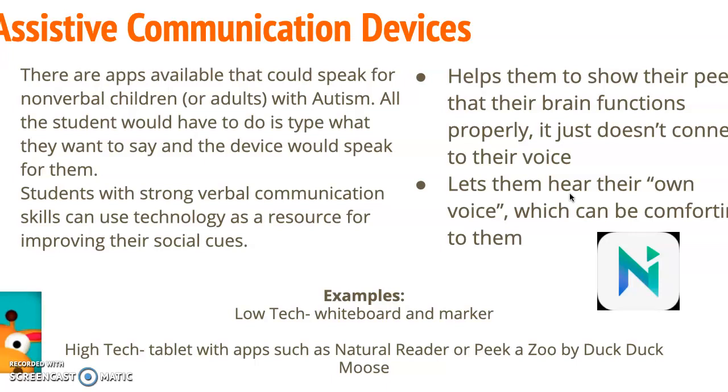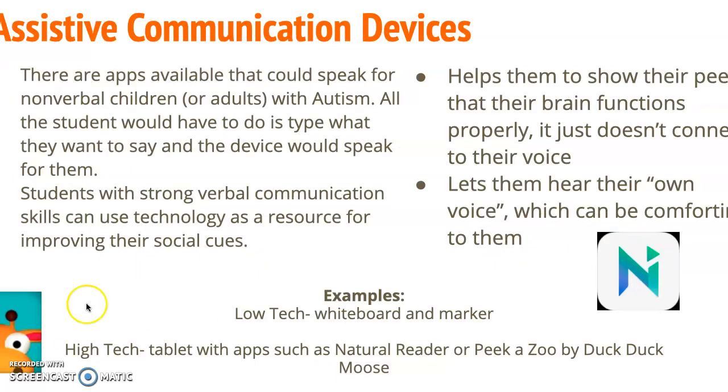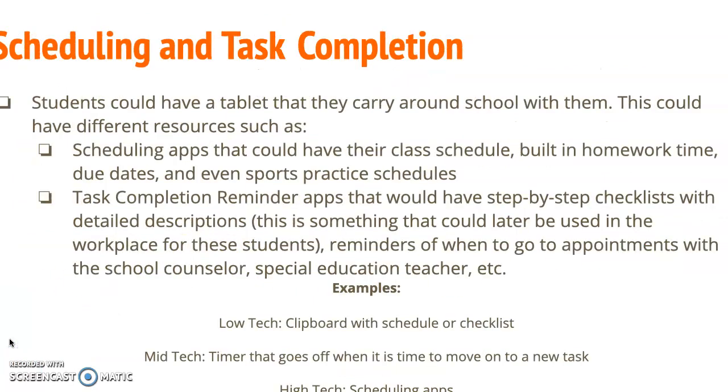Some examples of low-tech would be a whiteboard and a marker for them to write on. High-tech would be a tablet with apps such as Natural Reader, which is the one on the right with the N, or Peekazoo by DuckDuckMoose on the left.